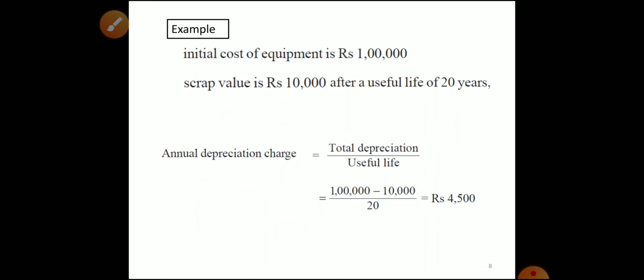What does it mean? It means that the value of the equipment is reduced from 1 lakh to 10,000 in 20 years. So for 1 year how much? For 20 years the total depreciation is 90,000. So 90,000 divided by 20. 90,000 is the total depreciation in 20 years, so for 1 year it will be 4,500.